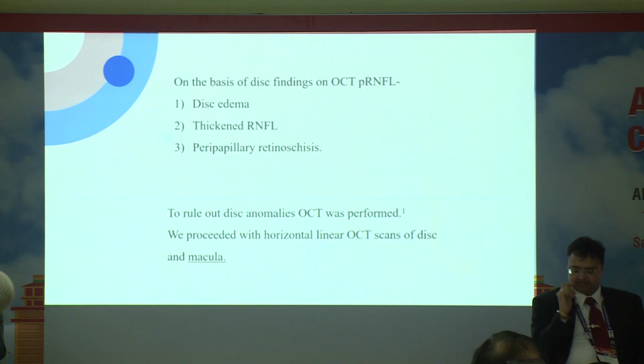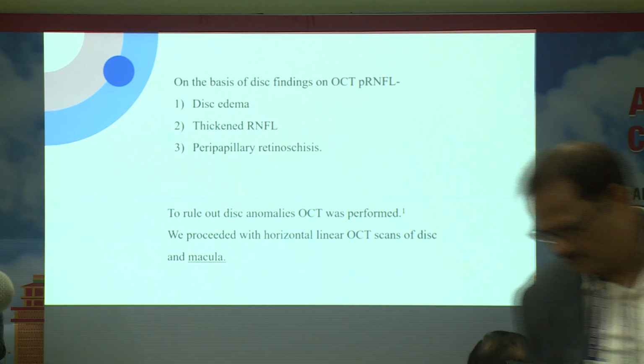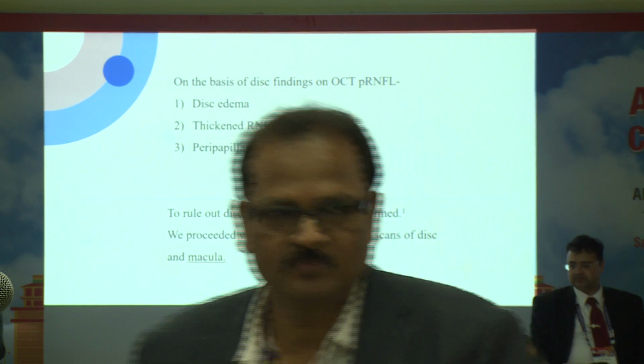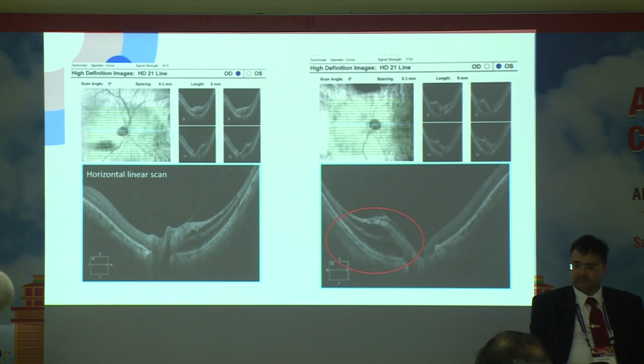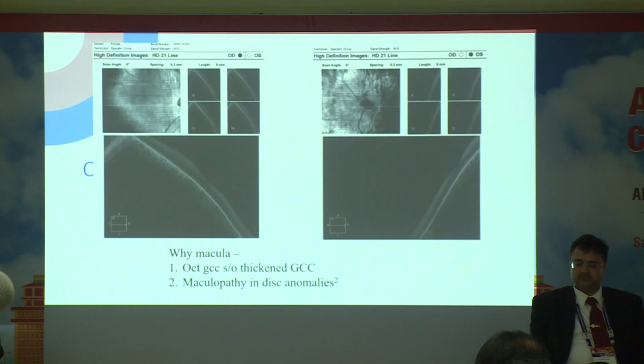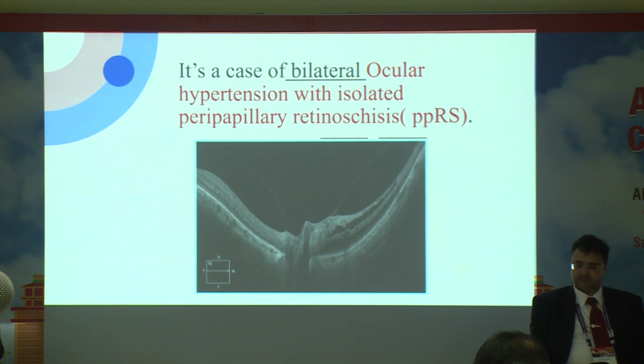So we made 3 differential diagnoses: either disc edema, thickened RNFL, or peripapillary retinoschisis. To rule this out, we performed horizontal linear OCT scans of the disc and macula. On horizontal linear scans of the discs, we saw splitting of the retinal nerve fiber layers on the nasal side in both eyes, and OCT macula had non-significant changes. So we made a diagnosis of ocular hypertension with isolated peripapillary retinoschisis.